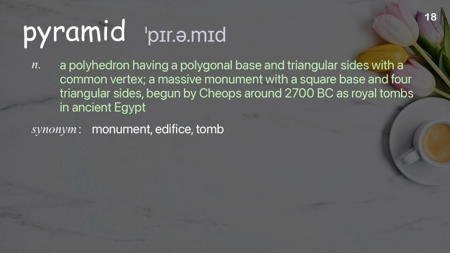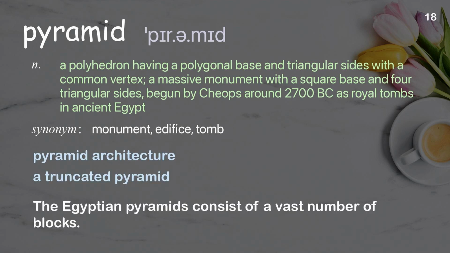Pyramid. A polyhedron having a polygonal base and triangular sides with a common vertex; a massive monument with a square base and 4 triangular sides, begun by Cheops around 2700 BC as royal tombs in ancient Egypt. Examples: Pyramid architecture. A truncated pyramid. The Egyptian pyramids consist of a vast number of blocks.